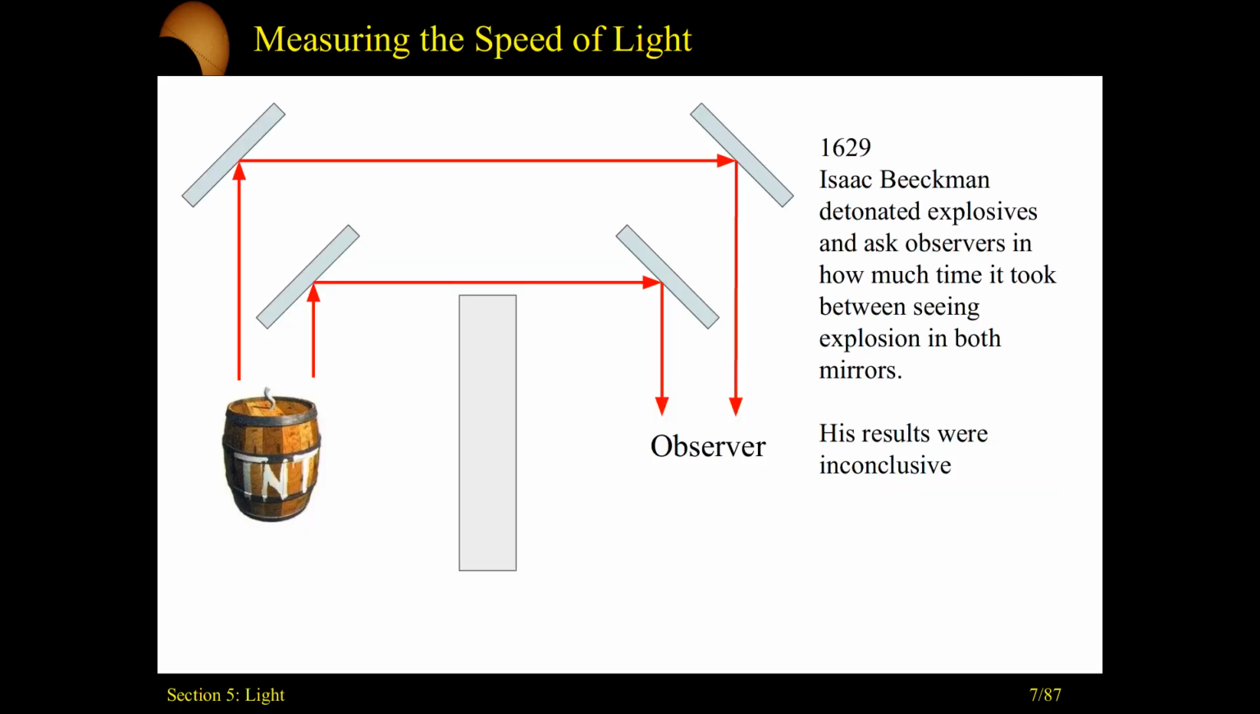In the early 17th century, 1629, a man named Isaac Beekman had this phenomenal idea. It involves literally explosives. He had a canyon, and he set up 2 obstacle tracks. And what he asks observers to do is to sit in a nice safe bunker where the bomb won't hurt them. And he asks them, how much time passes between you seeing the explosion in mirror 1 versus mirror 2?